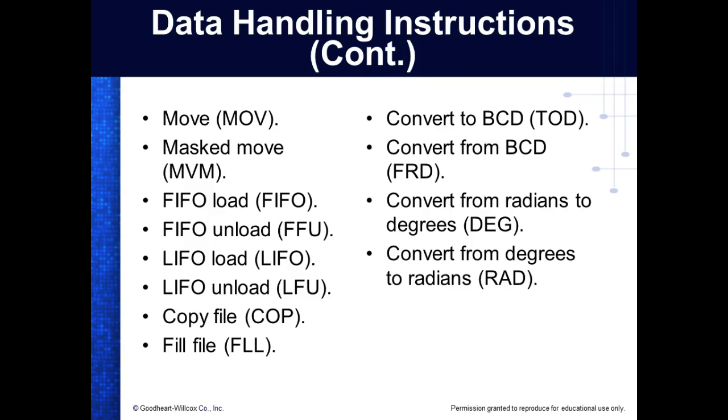We're going to look at first in, first out. First in, first out load. First in, first out unload. Last in, first out. Last in, first out load. Last in, first out unload. Copy. Fill. Convert BCD to binary, binary to BCD. Convert from radians to degrees, which we're not going to get into very much. You're not going to use that very much. And then we'll look at the instruction set that's available for us and see what other things we might have available.